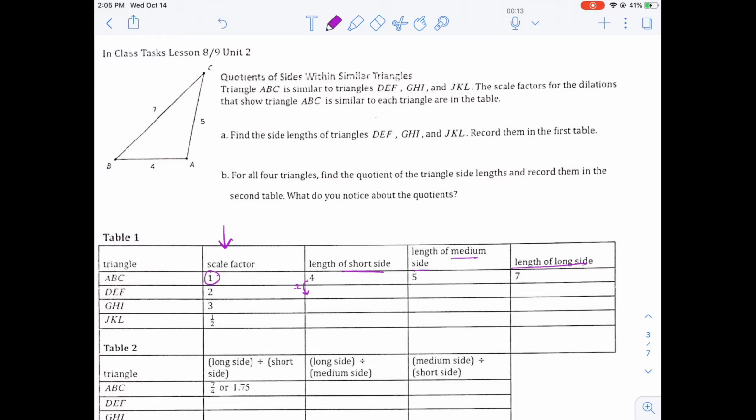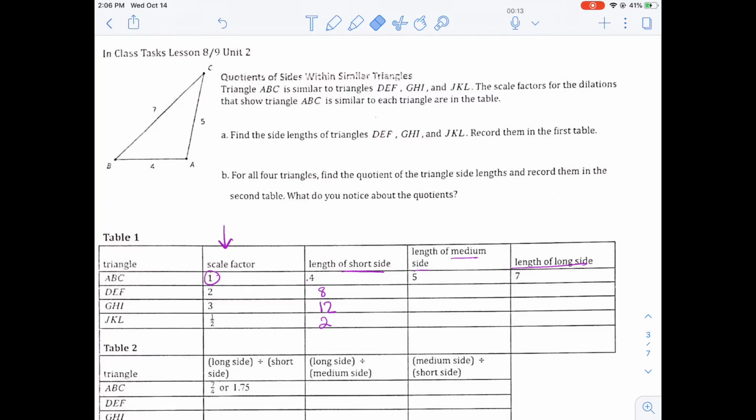So 4 times 2 would give us 8. Okay? If we wanted to go 3 times bigger, we would times 3. 4 times 3 is 12. And then 4 times a half would get us 2. So now we found the side lengths of all of our short sides for our other 3 triangles.